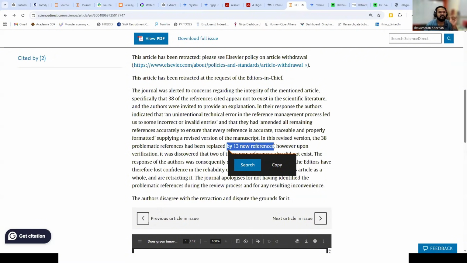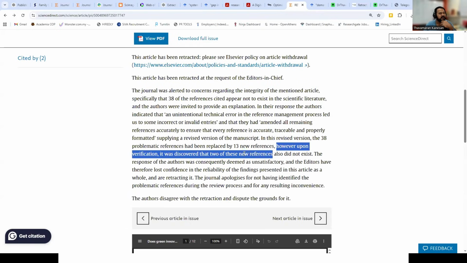You will never replace. That is the first indicator already, okay, that you are cheating, that you use AI for everything, everything will be fake. However, upon verification, it was discovered that 2 of these 13 new references also did not exist. Complete idiots, right? You already used AI once, you got caught already. Try to do it on your own lah. Try to go and really find the journal to replace.